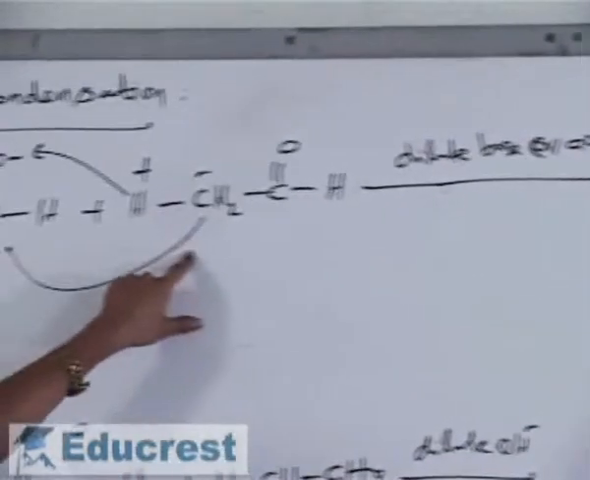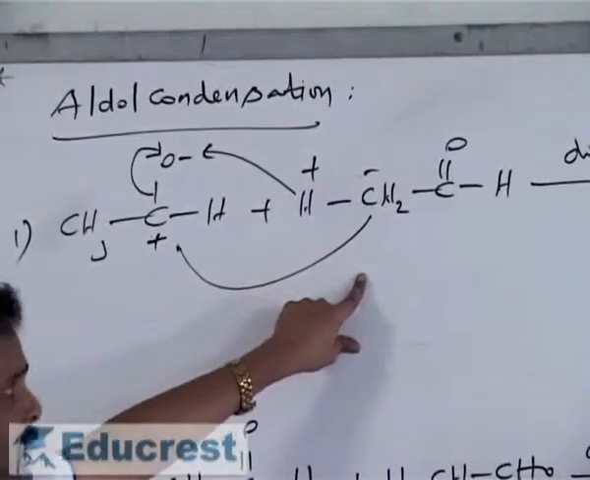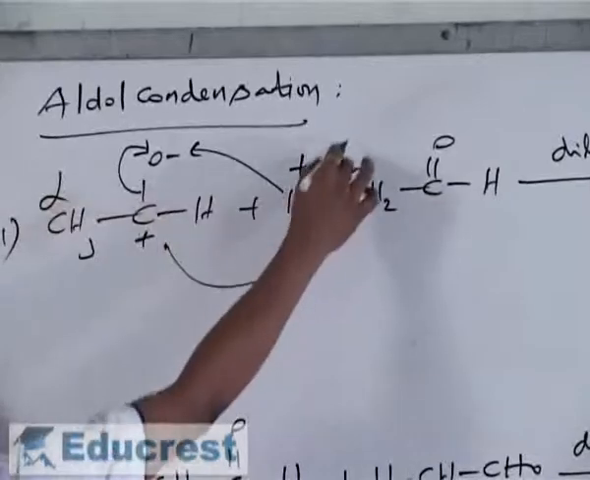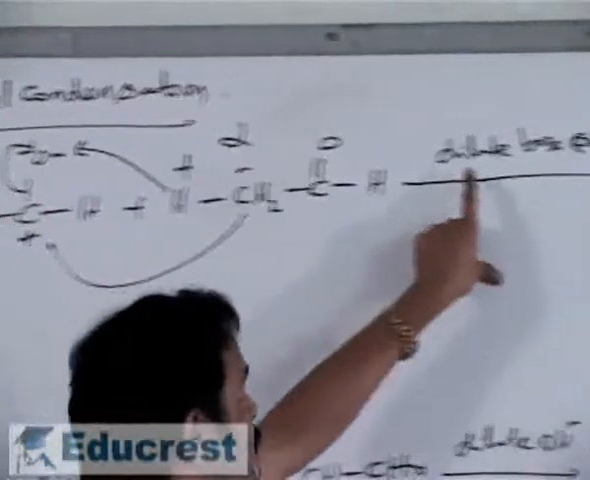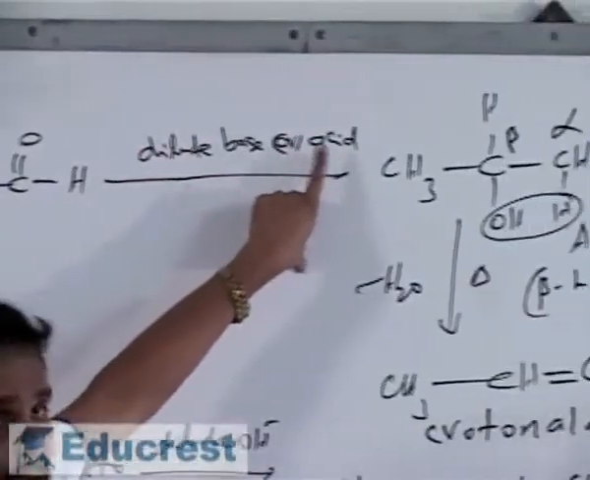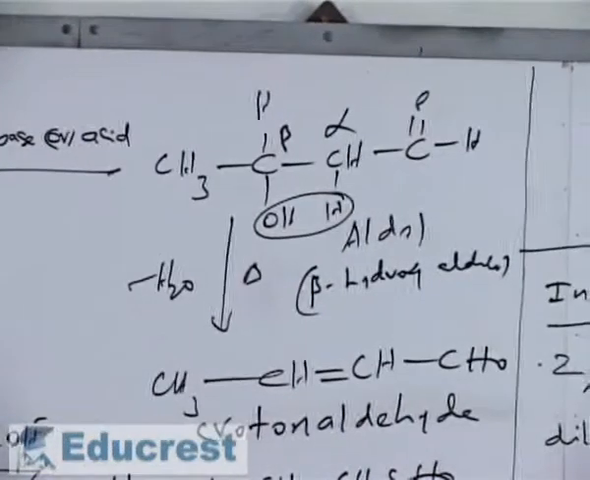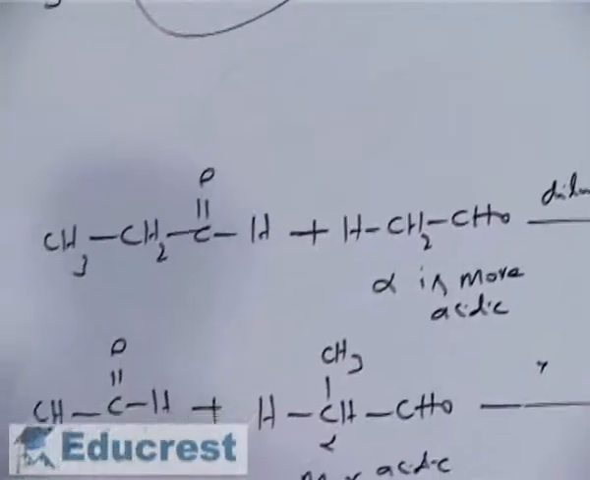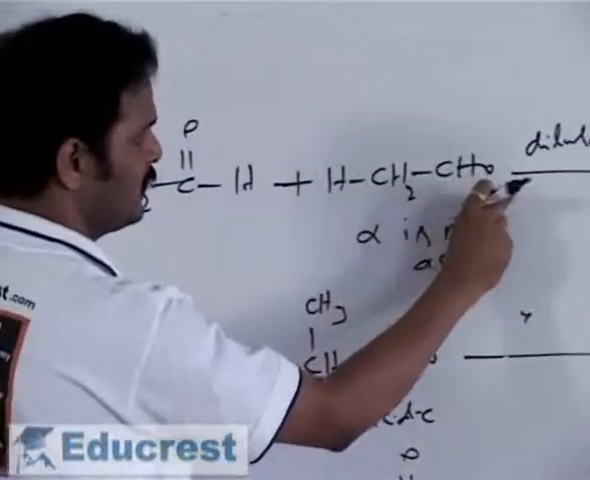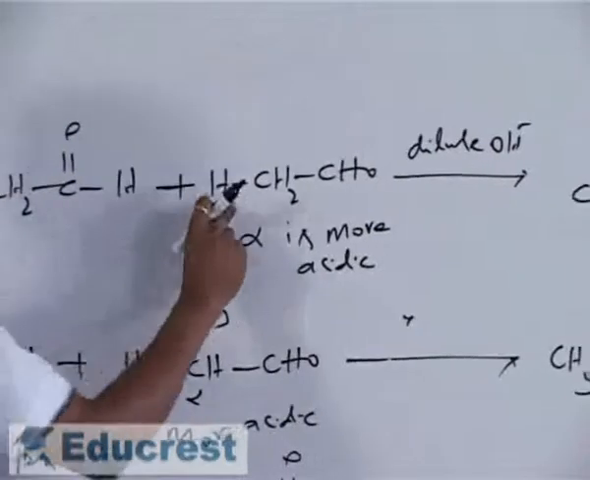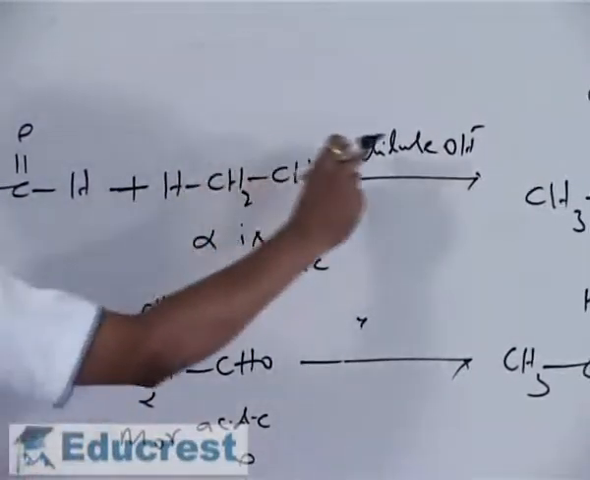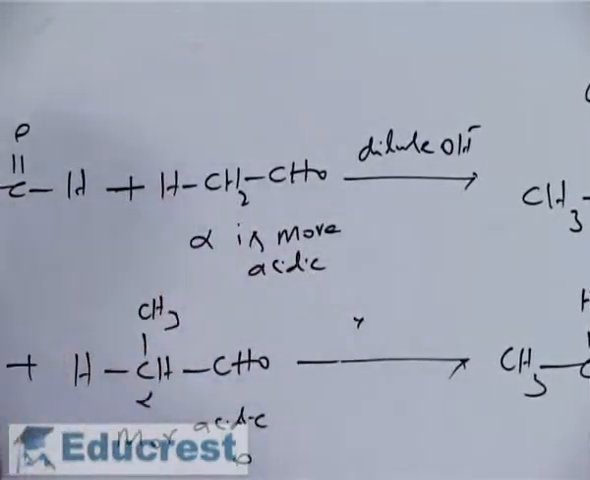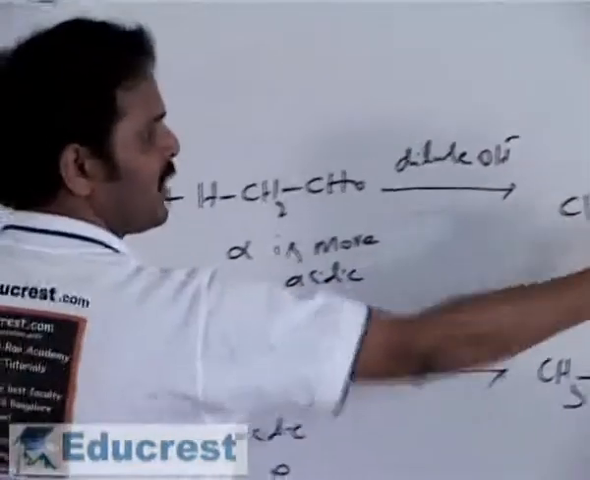It takes place between two aldehydes or between two ketones, and the primary condition is alpha hydrogens required. This is alpha hydrogen and this is also alpha hydrogen. It takes place in presence of dilute base or acid. Now next example you take CH3CH2CHO propanaldehyde, and this is CH3CHO acetaldehyde. So in presence of base, this acetaldehyde is more acidic, and hence the reaction between these two gives rise to that compound.